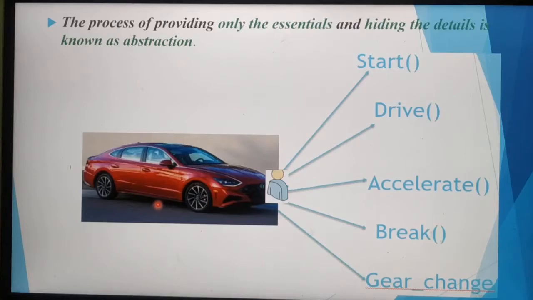What is an object? Object is a runtime entity. Anything we can consider as an object. For example, car is an object, pen is an object, pencil is an object. Any person we can consider as an object.